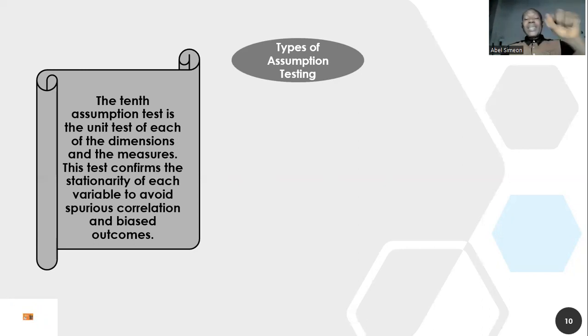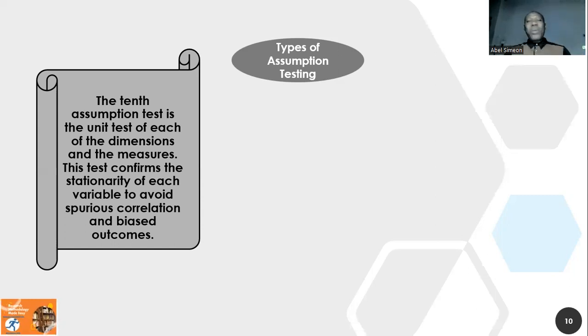If the variables, those dimensions and measures, are not unitary, if they don't pass the unit test, then they are not stationary. Then they will have a spurious outcome.